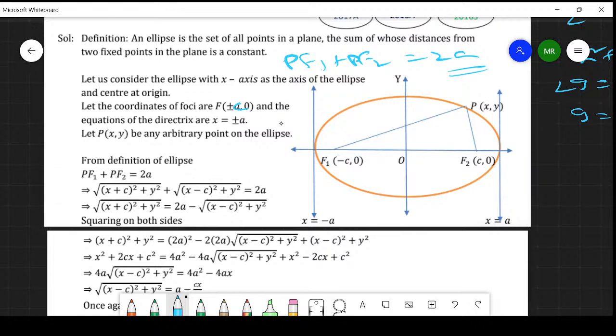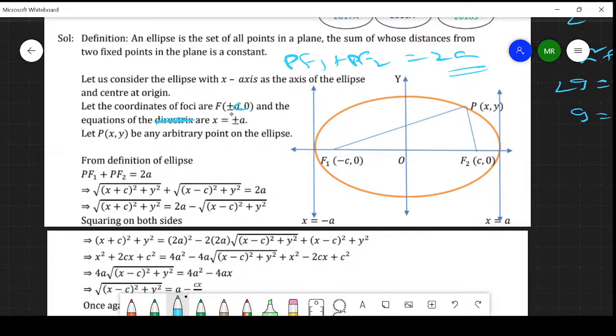And the equations of the directrices are given here, x equal to plus or minus a by e, passing through these. These are the equations of the directrices. Next is the equation of the tangent at the vertex: x equal to a and x equal to minus a.